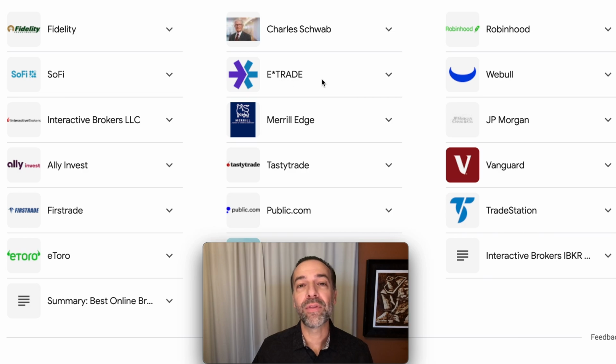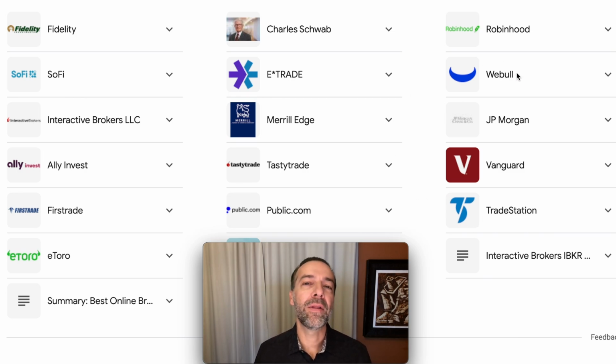I also traded a lot with E-Trade. They're a little more beginner friendly. Interactive Brokers is more for a professional trader. So if you're starting out, you might want to consider E-Trade. There's also others that are very popular, including Tasty Trade, Robinhood, Webull, Vanguard, and TradeStation. Personally, I've also traded with TradeStation. I do have a small account with Webull.